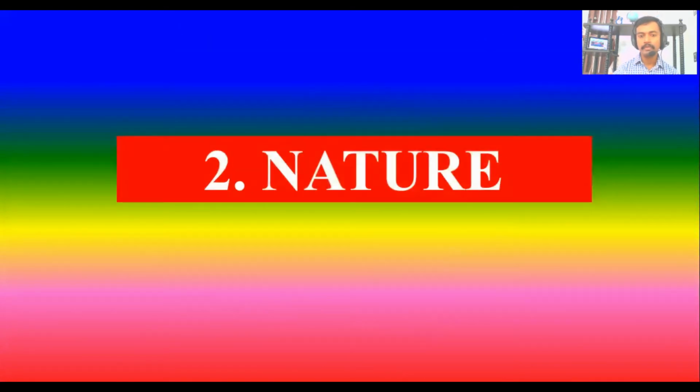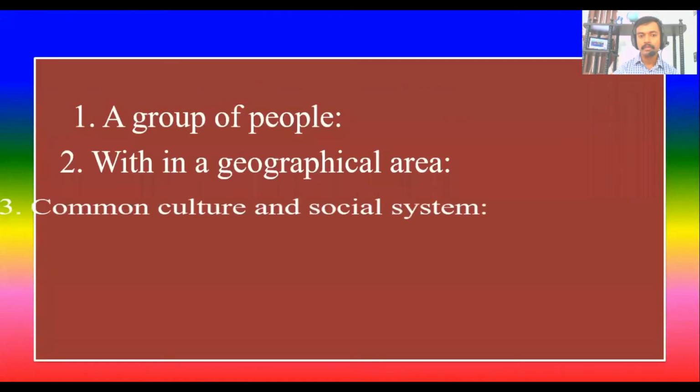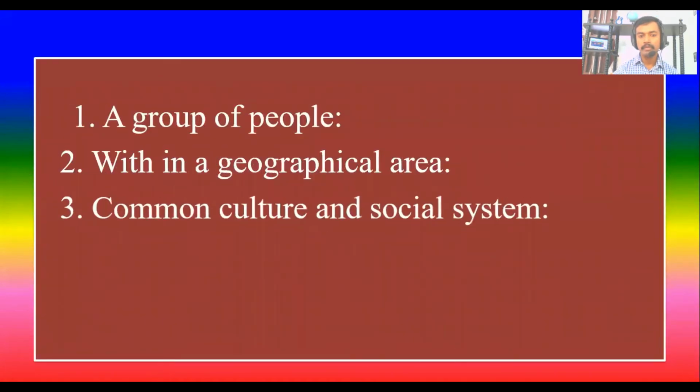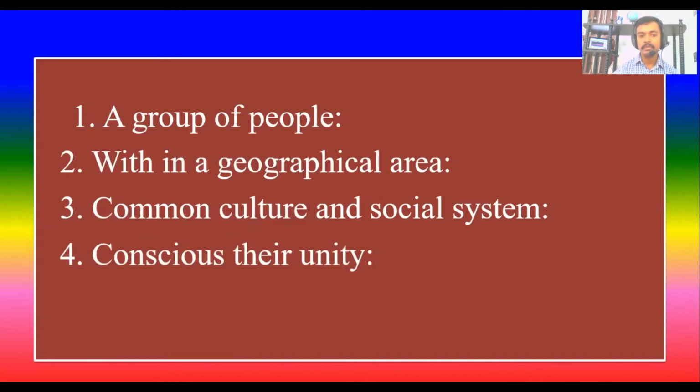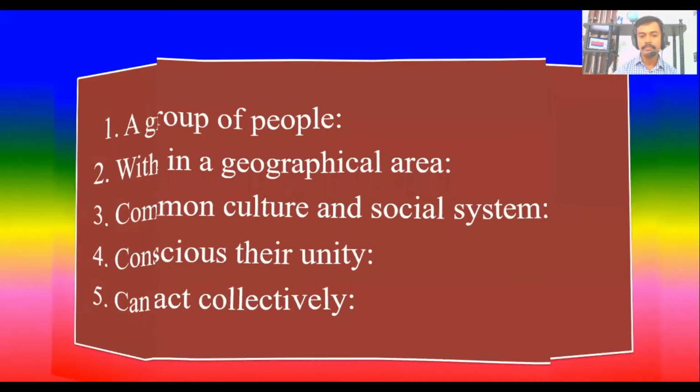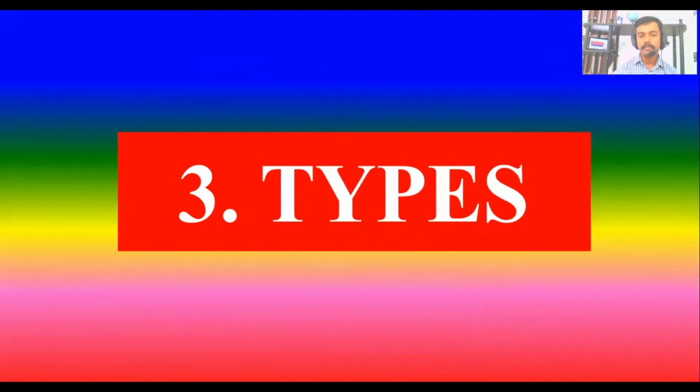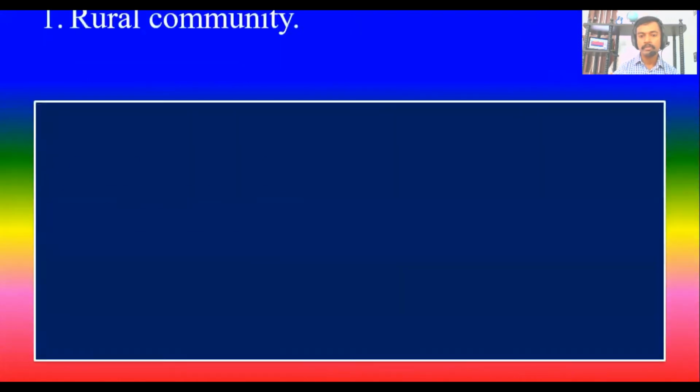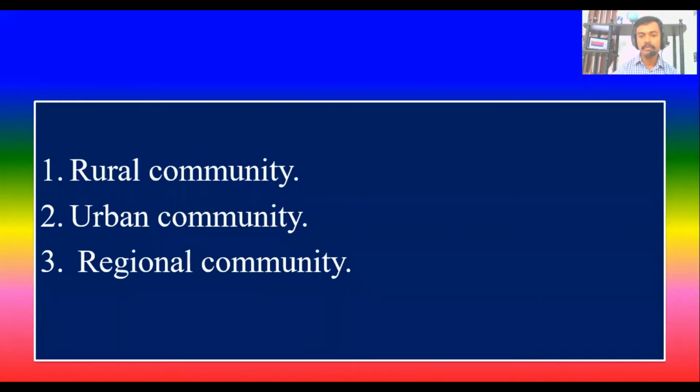The nature of community: a group of people within a geographical area, with defined boundaries, common culture, social system, conscious of their unity, who can act collectively. Mainly rural people have more collectiveness than urban people. Then types of communities: rural, urban, regional.